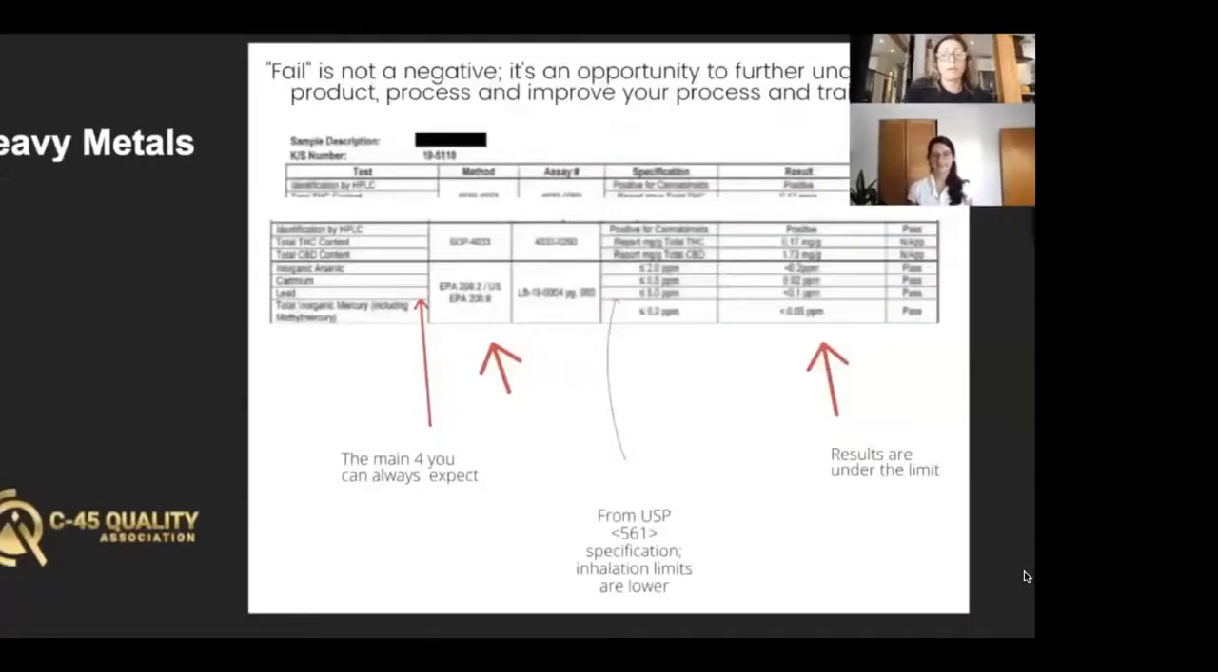So heavy metals, right now, Health Canada is only concerned about 4 heavy metals: lead, mercury, cadmium, and arsenic. And again, you will need to understand specifications. This is really important with inhalation. If your product is being inhaled, you're gonna wanna use very specific specifications so that the lab can test at a much lower limit.